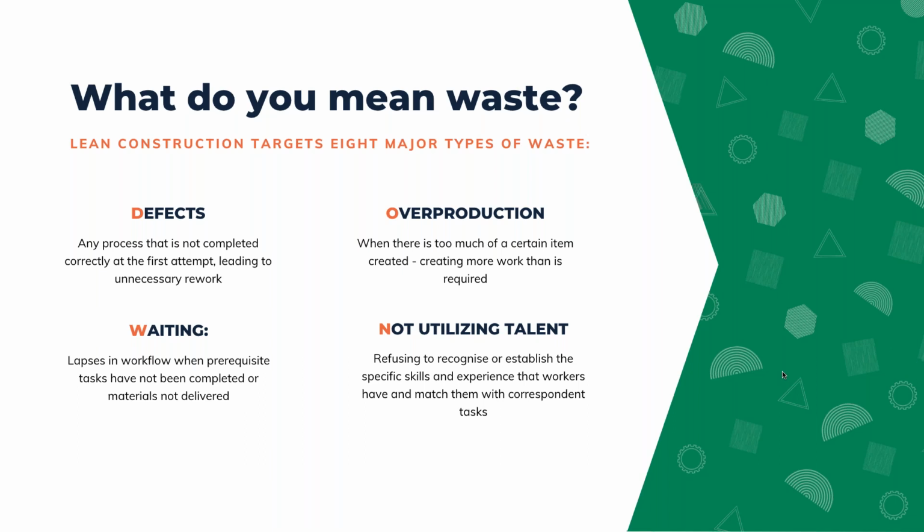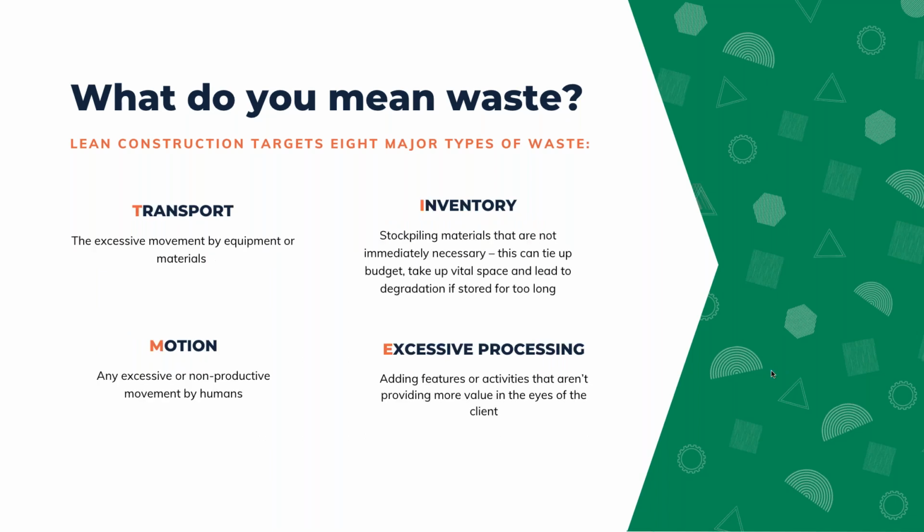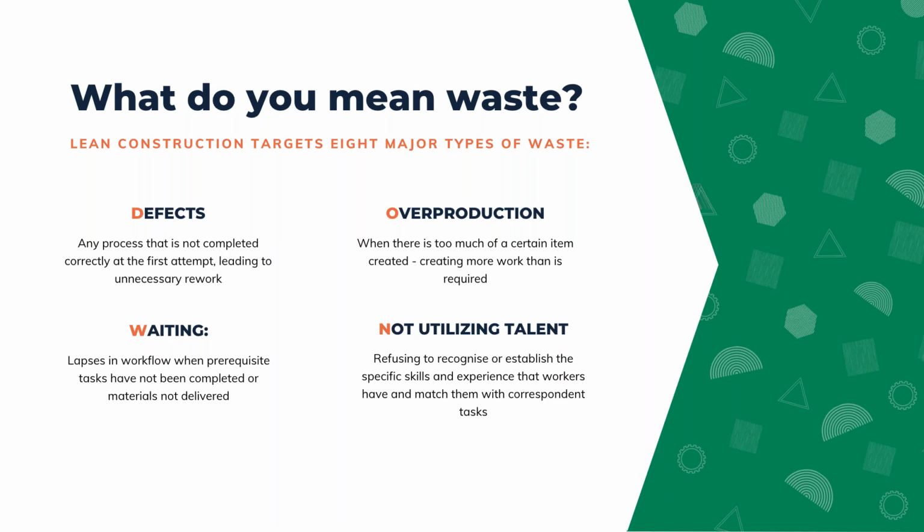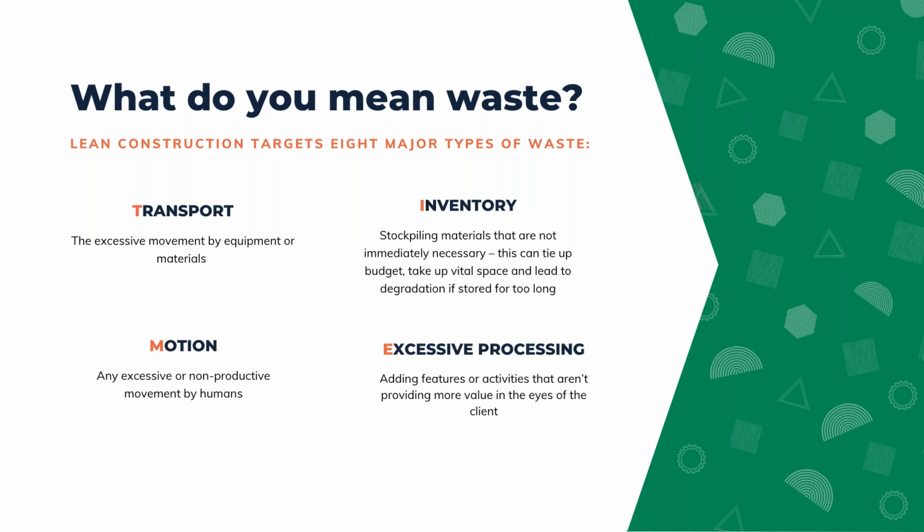There are a couple of different variants and iterations of this out there. But the one that I like, and I think it resonates really well with construction, is DOWNTIME. Each of those letters stands for something. On the first slide we've got the DOWN part of it, meaning defects, overproduction, waiting, and not utilizing talent. They're pretty self-explanatory when you read them. And we can go on to the next slide and look at the TIME part of it, which is transport, inventory, motion, and excessive processing. Yeah, they're the typical ones that lean wastes fall into.